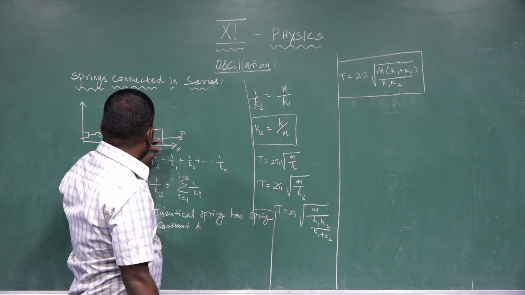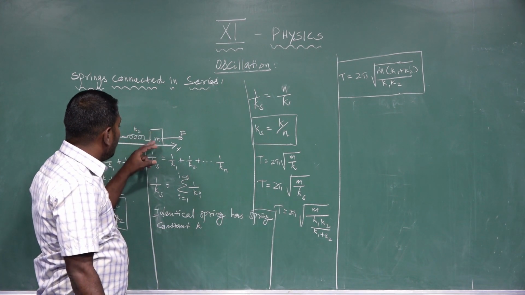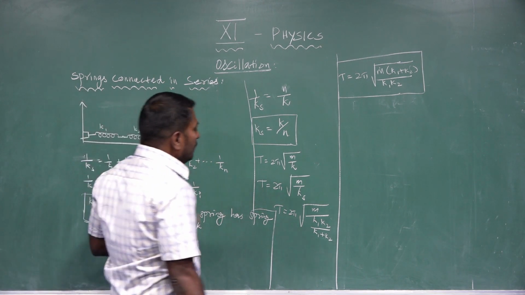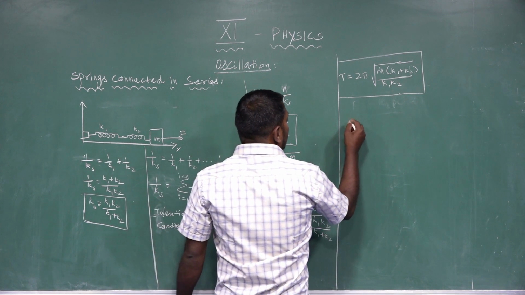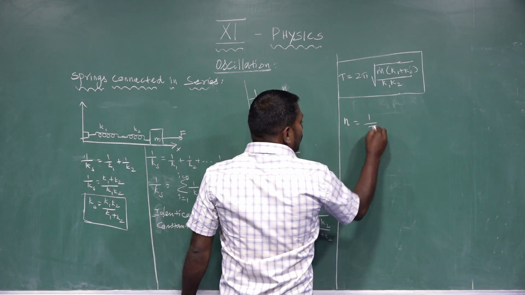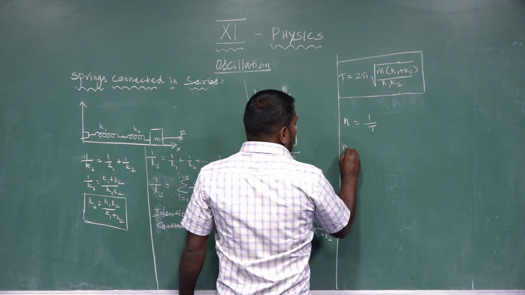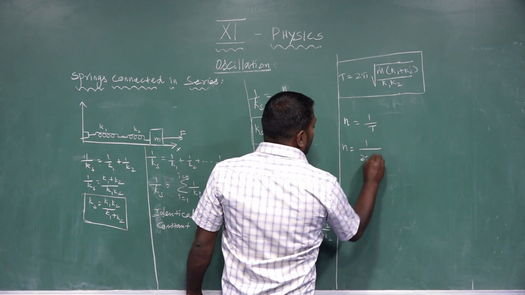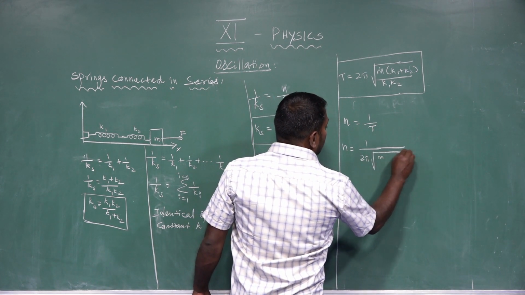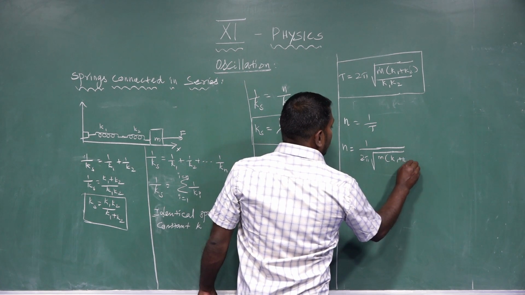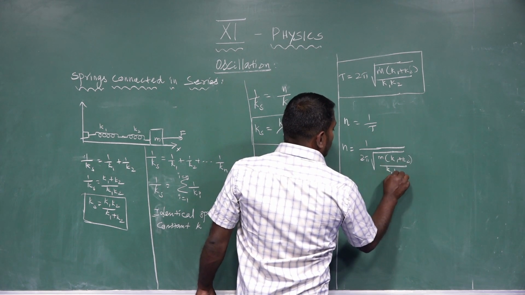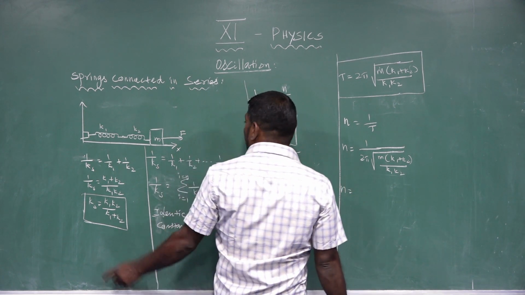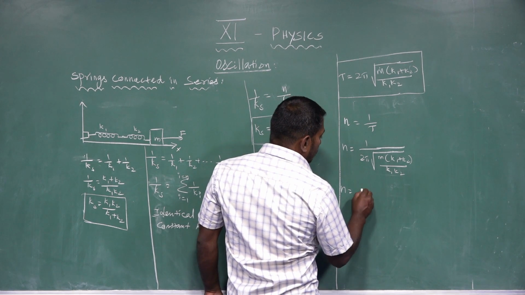Then what is the frequency of oscillation of a load of mass m in simple harmonic motion if two springs are connected in series? The frequency n is equal to the reciprocal of the time period of oscillation. So n is equal to 1 divided by T, where T is 2 pi square root of m (k1 plus k2) divided by k1 k2.